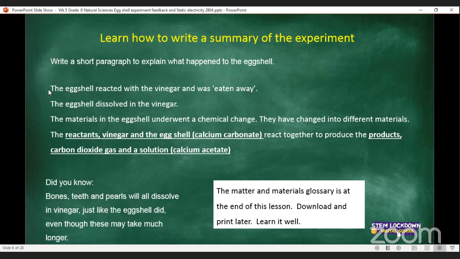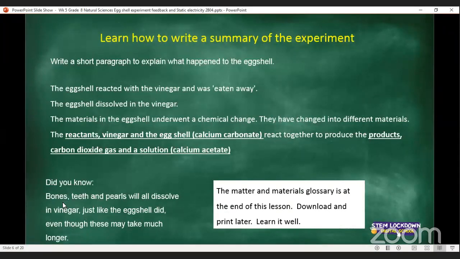So here you would get 1, 2, 3, 4, 5 marks. So this would actually be a 5-mark question. You're telling them what reacted. You told them that the eggshell dissolved. You told them it underwent a chemical change. Then you told them it changed into a different material, and you wrote what the reactants were, and you wrote what the products were. So this would actually give you 5 marks. So to explain and to summarize, this is what you had to do for the eggshell experiment.